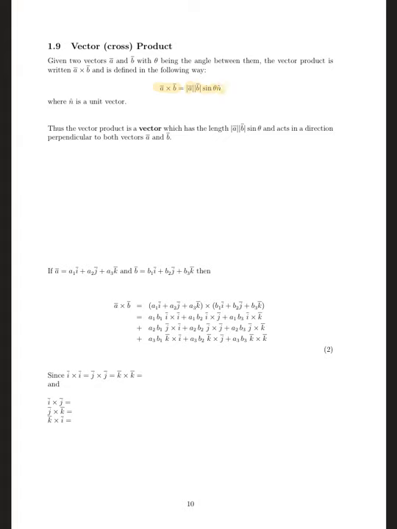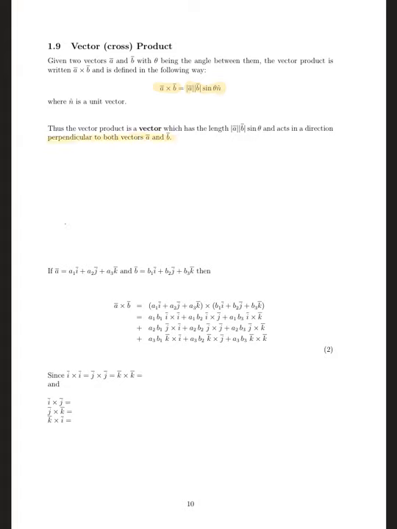So for the dot product we had the cosine of the angle between them. This time we have the sine of the angle between them. And we also have a unit vector that gives direction to this vector. So the question is, in what direction should this unit vector point? And the answer is that it must be perpendicular to both A and B.